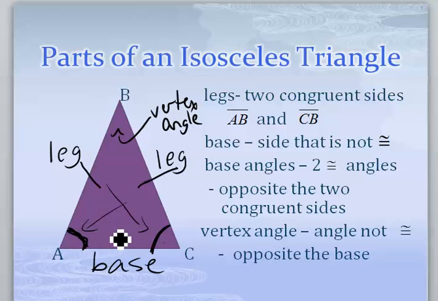So base angles are the two congruent angles. They're opposite the congruent sides. The vertex angle is opposite the base, and it's not congruent. I have two congruent sides. I'll only have two congruent angles.